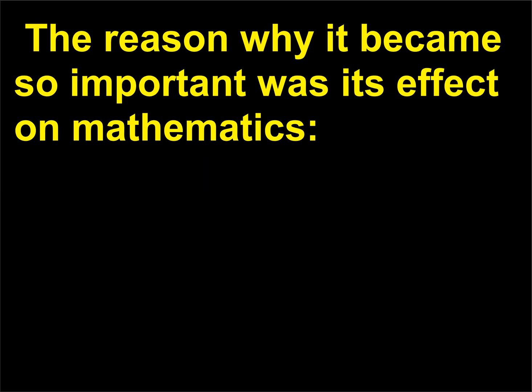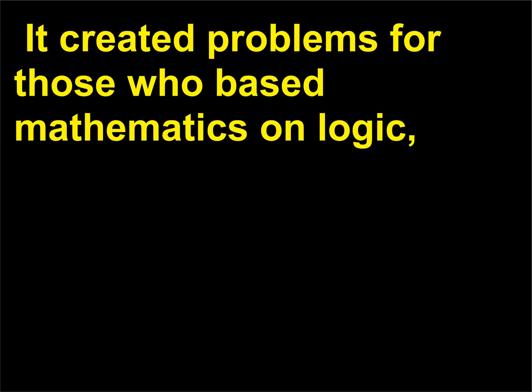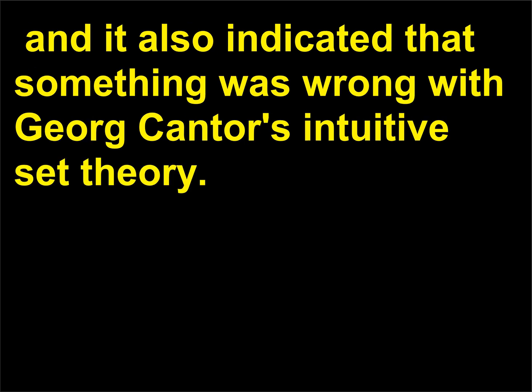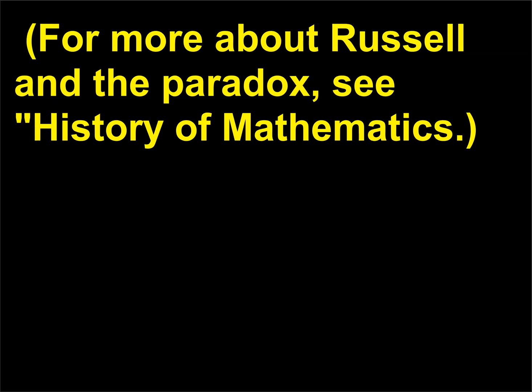The reason why it became so important was its effect on mathematics. It created problems for those who based mathematics on logic. And it also indicated that something was wrong with Georg Cantor's intuitive set theory. For more about Russell and the paradox, see History of Mathematics.